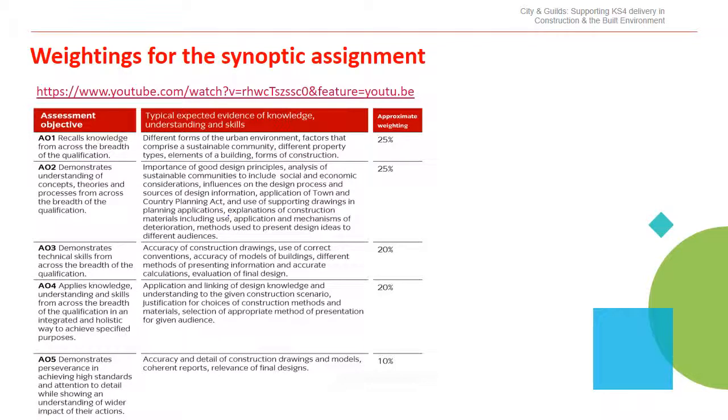So the weighting for the synoptic assignment, as you can see, is shown on this slide. We've got assessment objective 1 through to 5, 1 being the recall of knowledge, 02 understanding of concepts, 03 application of practical and bringing it all together under 04, and 05 attention to detail. And what we've tried to illustrate here is the typical expected type of evidence that we'd expect to see, as well as the approximate weighting. There is a link at the top, as you can see, takes you to a YouTube video which runs through how you go about marking a synoptic assignment.